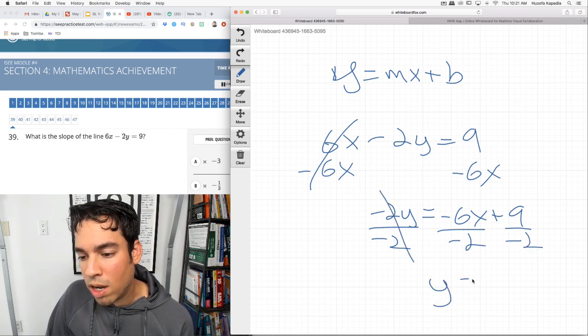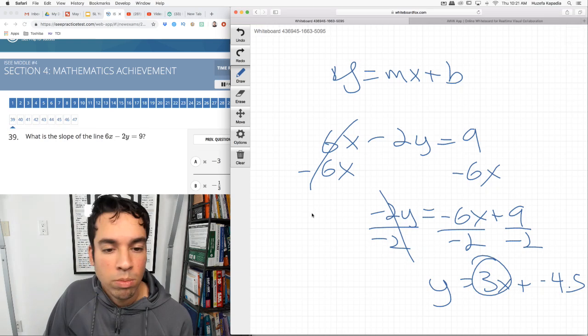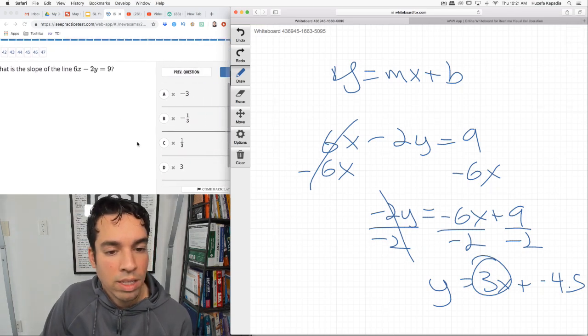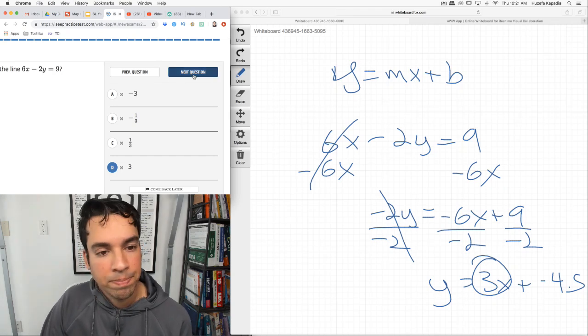Boom. Y equals negative divided by negative is a positive. 6 divided by 2 is 3. And I don't care what this is, it's negative 4.5, whatever. Here's my slope. It's the number multiplying the x after it's in slope-intercept form, so it's 3.